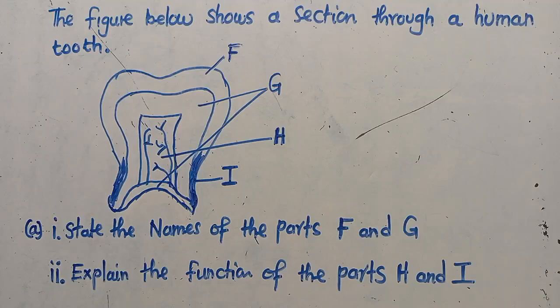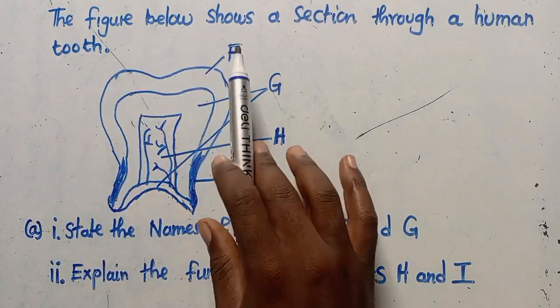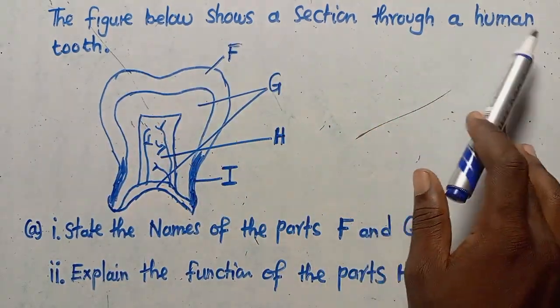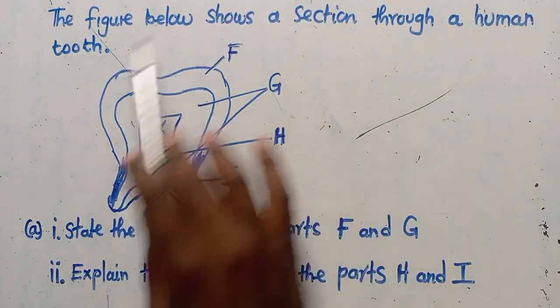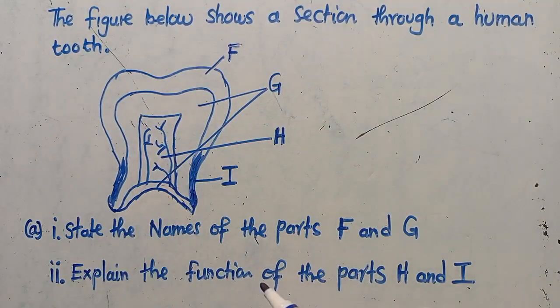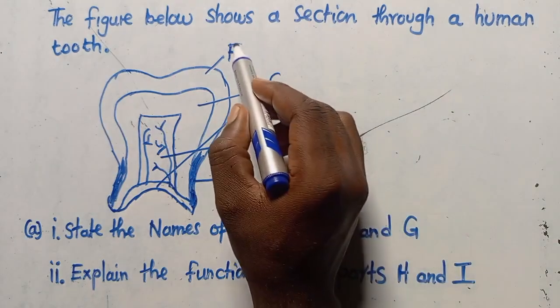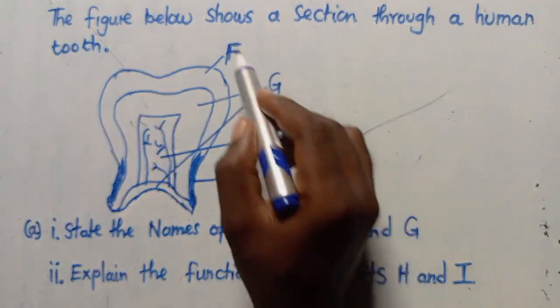Hello. So this is a wonderful question that we have in biology under a topic called dentition. The question is saying the figure below shows a section through a human tooth. So this is a tooth that is here. Before we go any further, we must be able to know all these parts that are labeled.